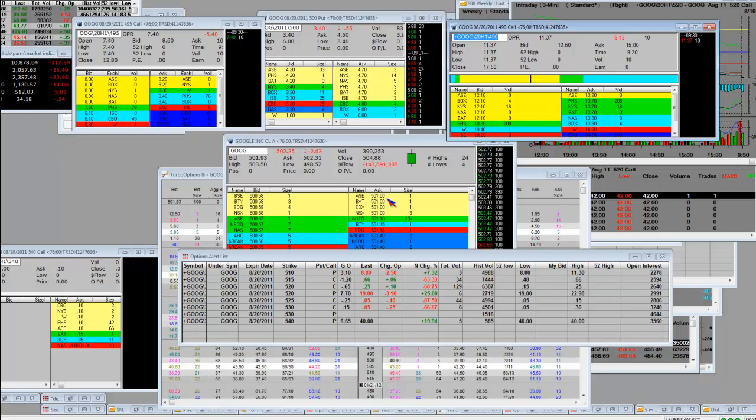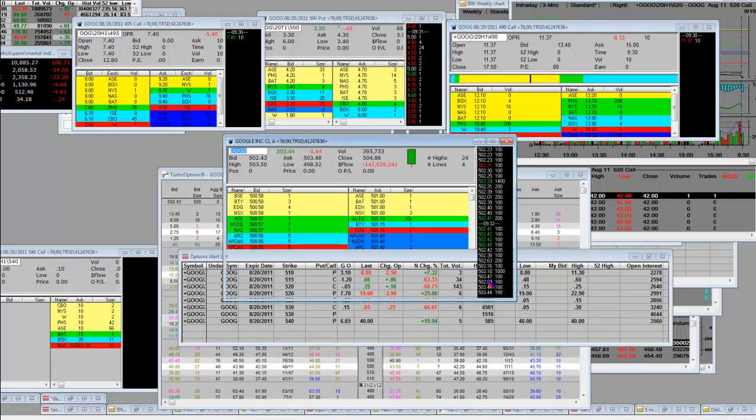Yesterday, Google, every time that it rolled up, it rolled right over short. You can see the price prints right here in the time and sales. 503.